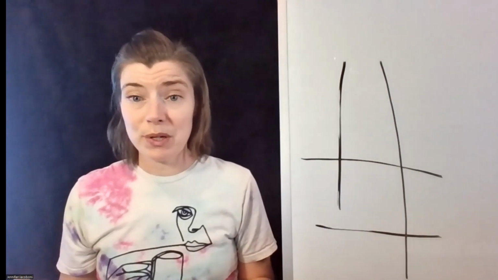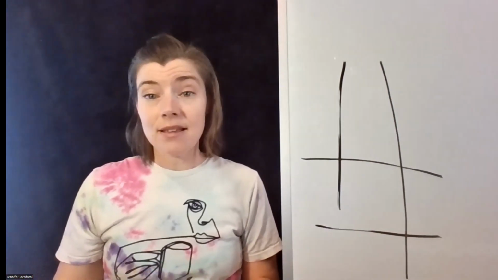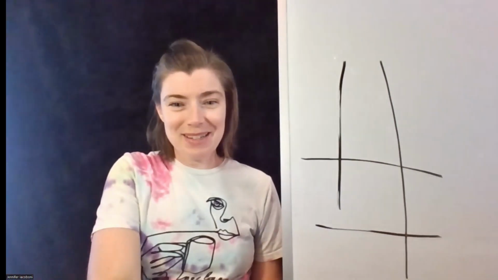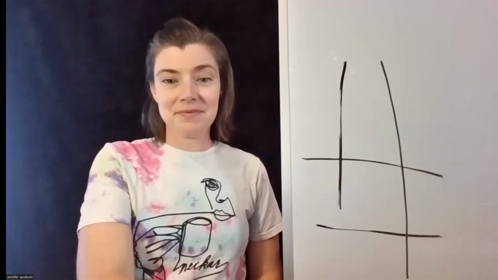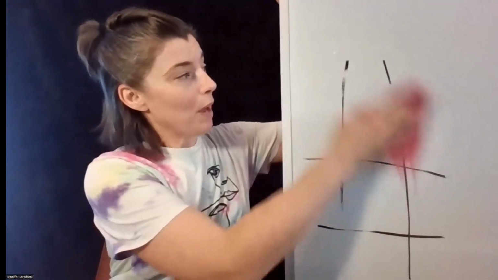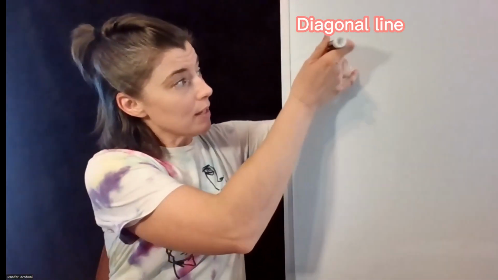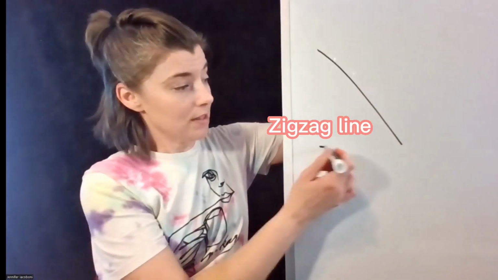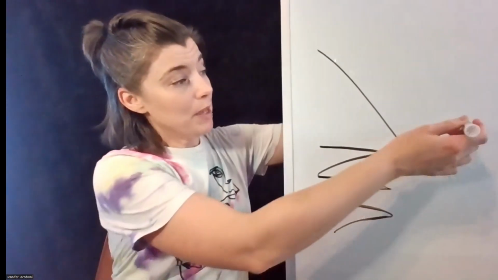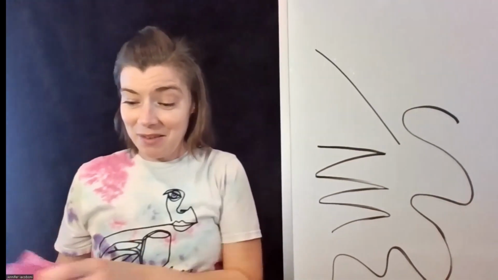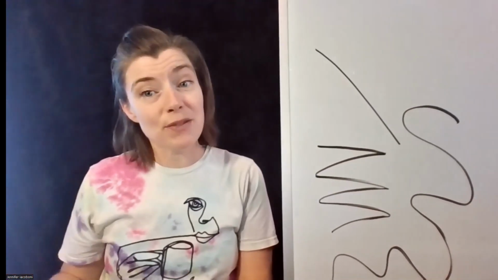Today, we are going to explore diagonal lines, zigzag lines, and curved lines. So let's take a look. We're going to wipe away our vertical and our horizontal lines, and we're going to explore a little bit about what we're talking about. So we have our diagonal lines, we have our zigzag lines, and we have curved lines. Now these lines kind of move across the page in a different way than our vertical and our horizontal.